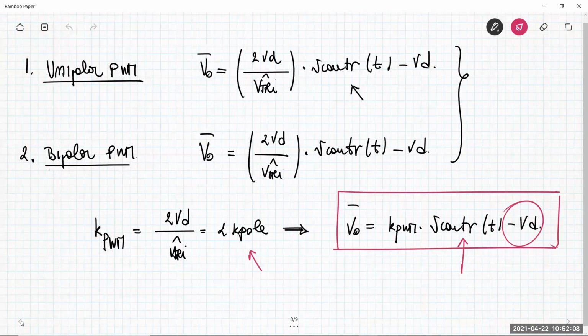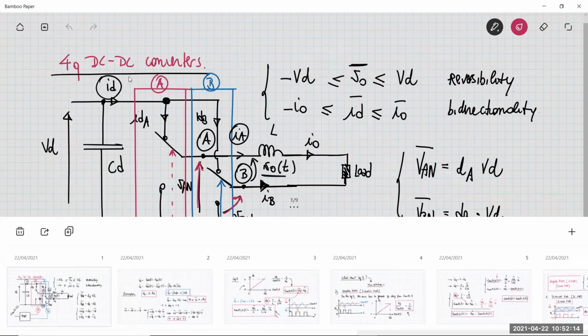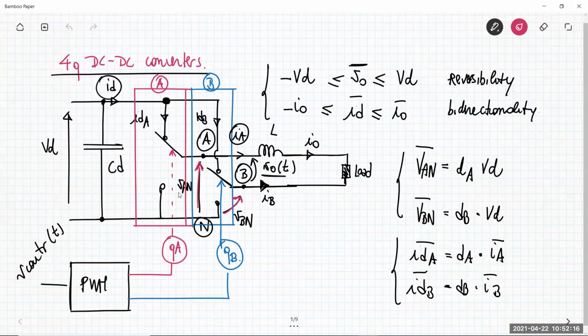So basically, the leg A of this circuit is always operated as usual, having the unitary switching function QA generated as we also did for the two-quadrant converter. So we have to compare the control voltage with the triangular waveform, and then we generate the QA in order to have 1 when the control voltage is higher than the triangular voltage.